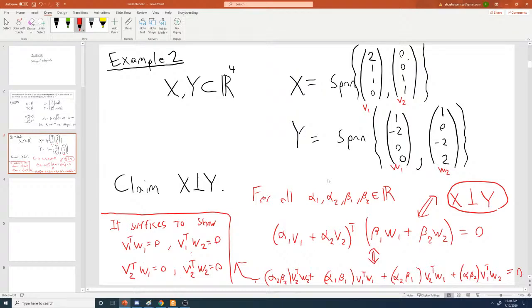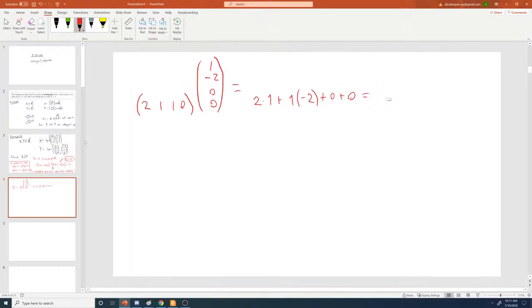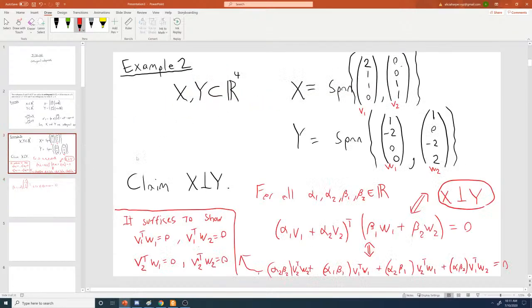So first thing we'll do is look at v1 scalar product with w1. This amounts to computing (2, 1, 1, 0) multiplied by (1, -2, 0, 0). You can see right away that this is going to be 2 times 1 plus 1 times -2 plus 0 plus 0, and you do all this arithmetic, you just get 0. So the first relation here is true.